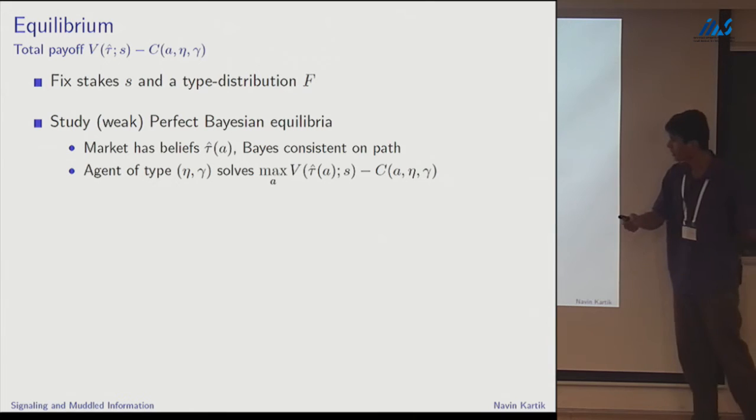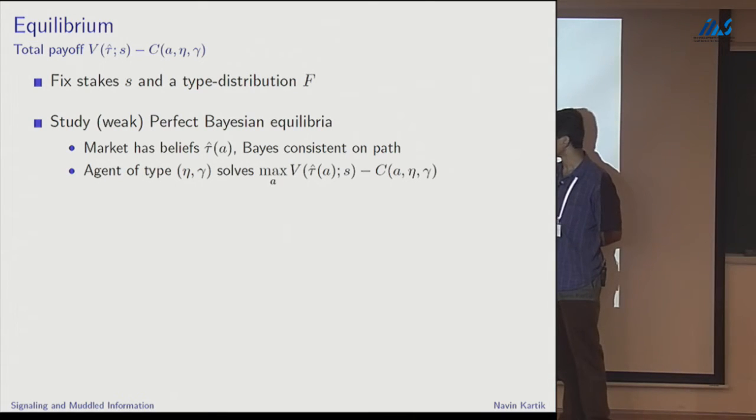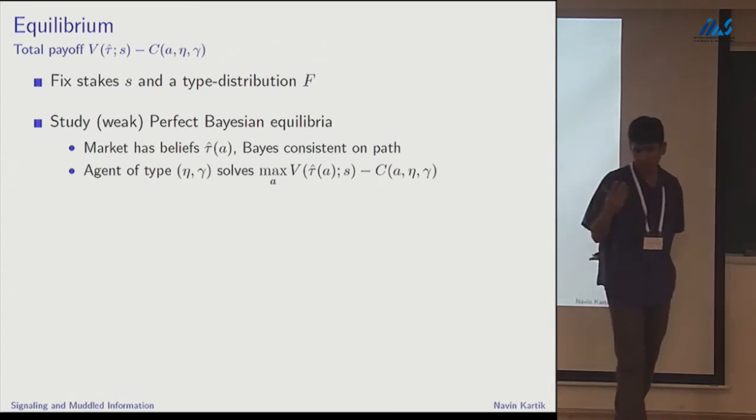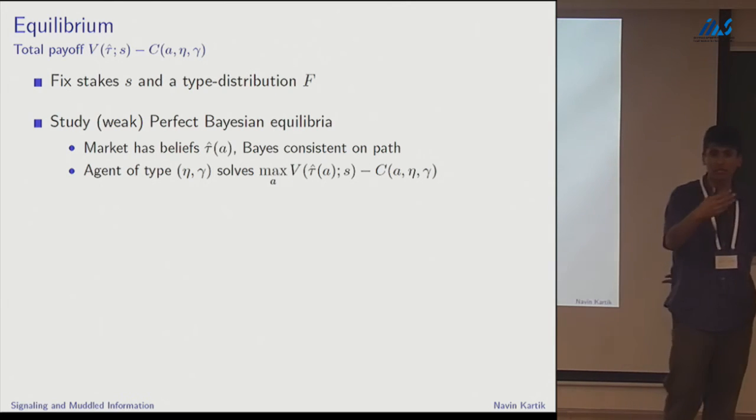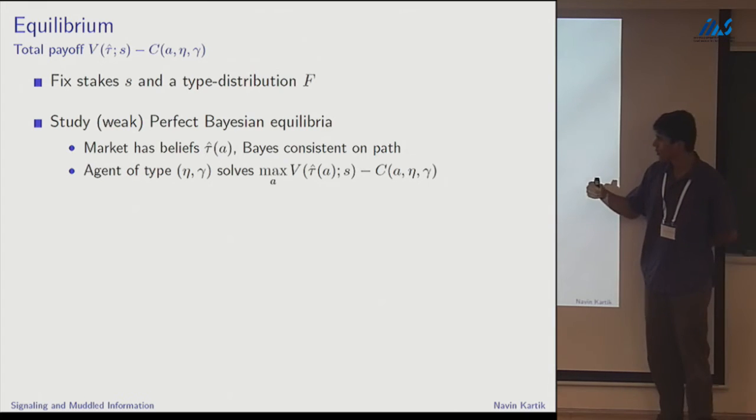It's going to be critical that in equilibrium, typically, A will depend upon both eta and gamma. And the market will have beliefs about both eta and gamma after observing the action. The assumption is that the agent's benefit only depends upon the market's belief on one of those two dimensions. Even though, depending on what the equilibrium looks like, the market could be updating about both.